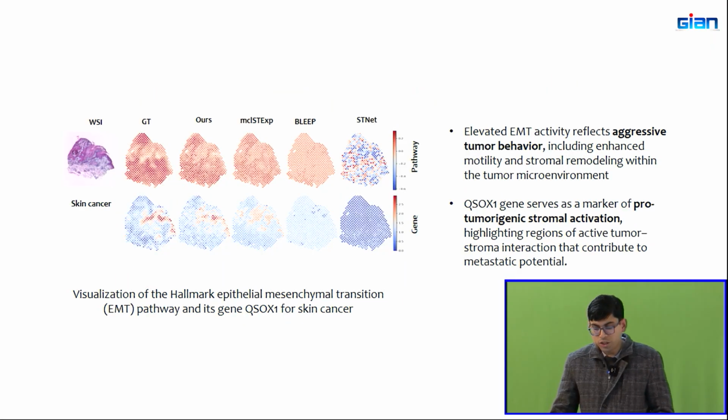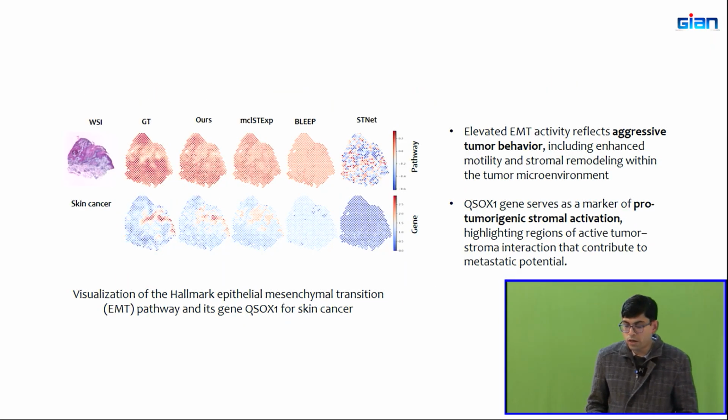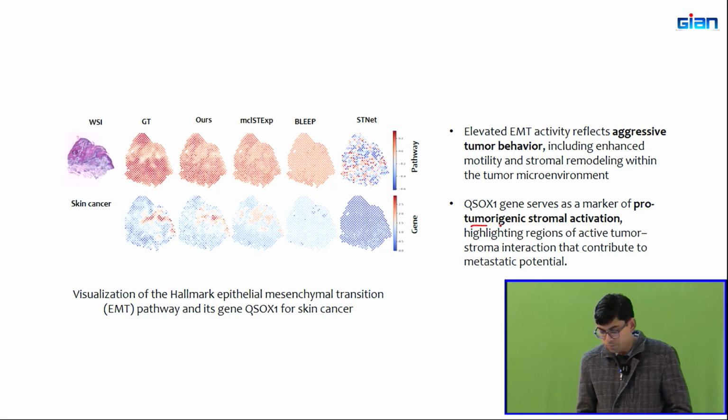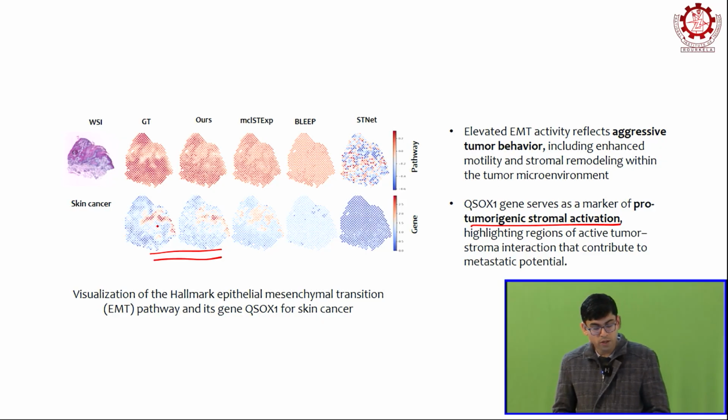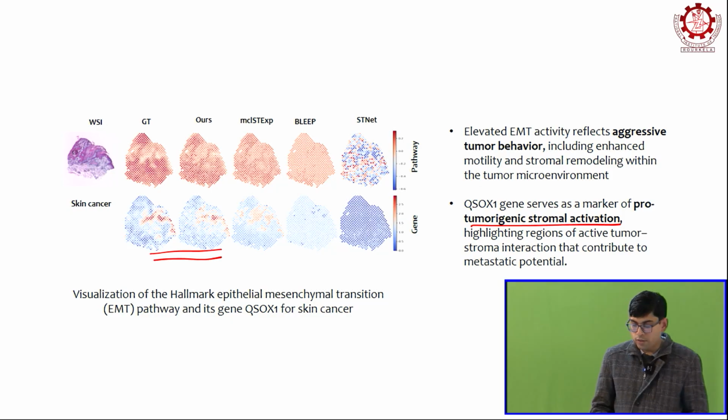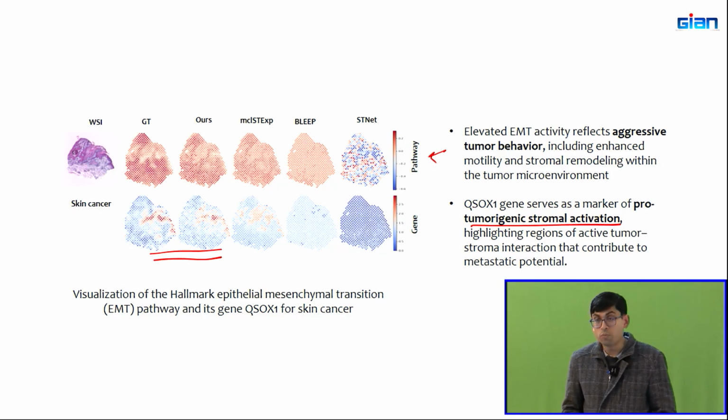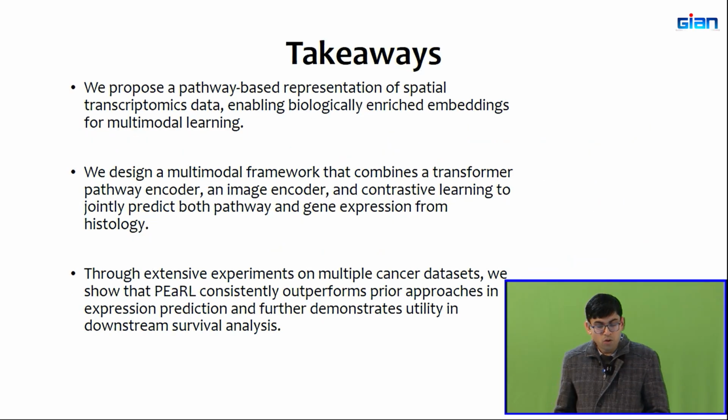This is another gene which is a marker of stromal activation, and we see how the expression level of that gene is quite good for our method when you compare it with the ground truth, and the corresponding pathway here, which reflects the aggressive tumor behavior. Any questions? Okay. So what are the takeaways?